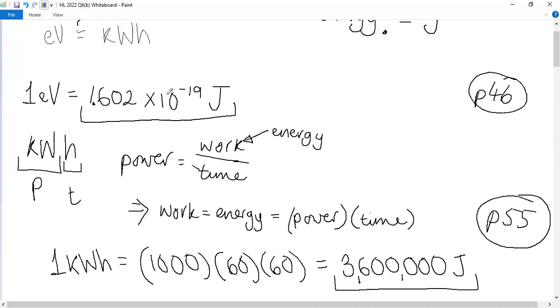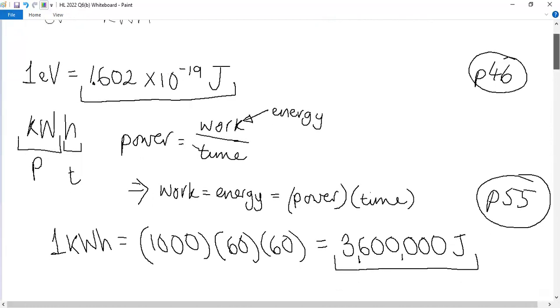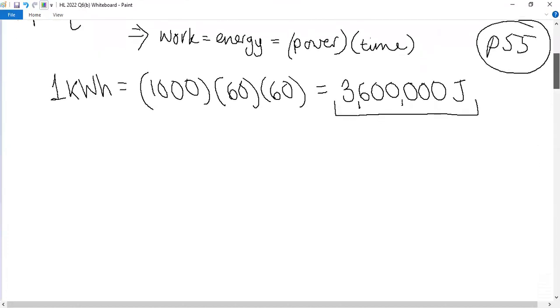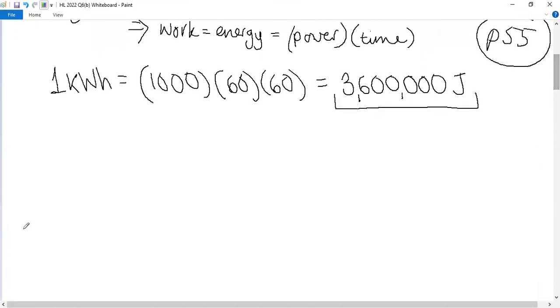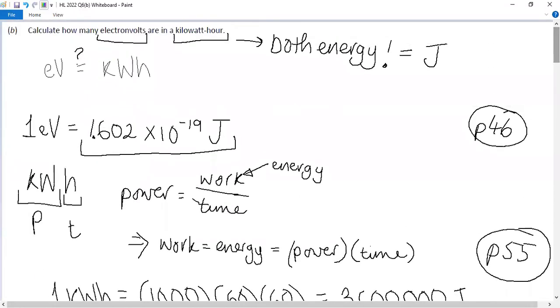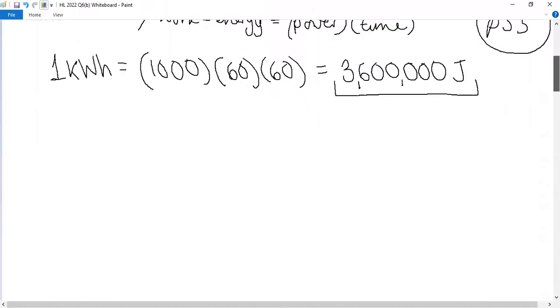1.602 by 10 to the minus 19. My thing is getting a bit messy, so I'm going to come down a bit and just summarize. Don't worry if it's a bit messy in your exam. What I have now, so I'm not done yet because they've asked me to calculate how many electron volts are in a kilowatt hour.